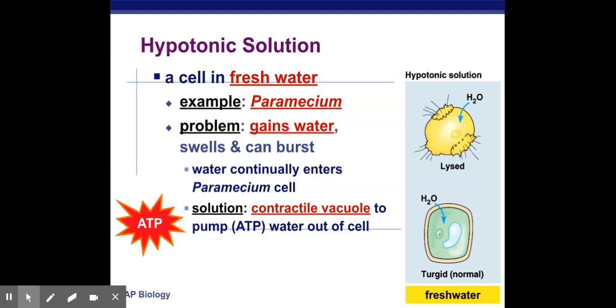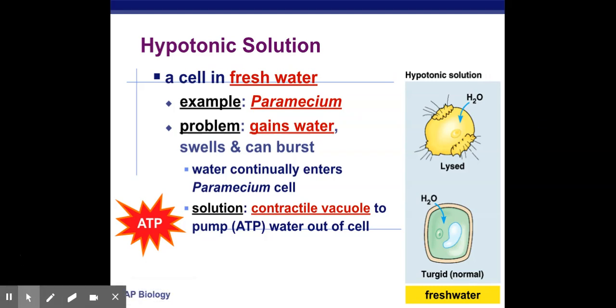So here's the flip side. If we were to place cells into hypotonic solutions, for instance, freshwater organisms like this one referred to as a paramecium, if you place it in too much water, say pure distilled water, that water is going to want to rush into the cells. And if this happens, the cells will burst, or they're going to lyse.